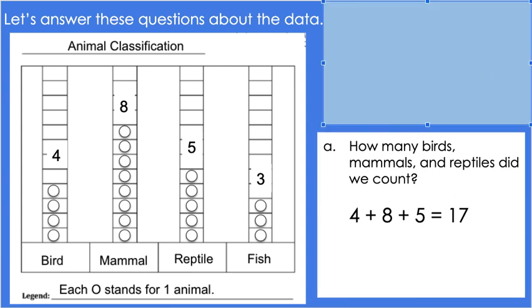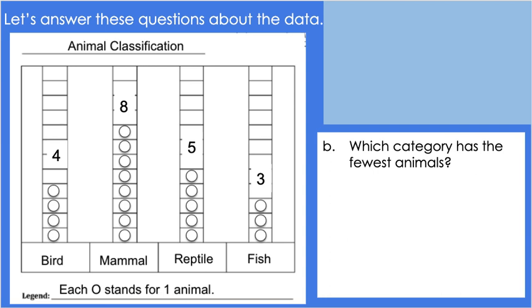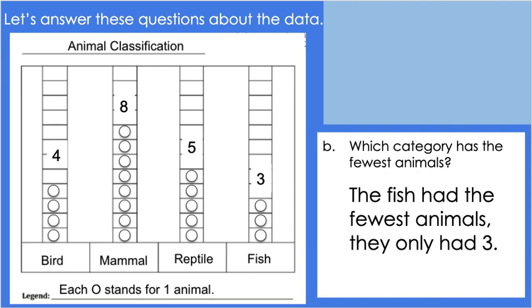All right, let's move on to our next question. Which category had the fewest number of animals? Fewest means least. So I want you to go ahead and look which category had the fewest animals. I would say the fish, because the fish only had 3 animals.